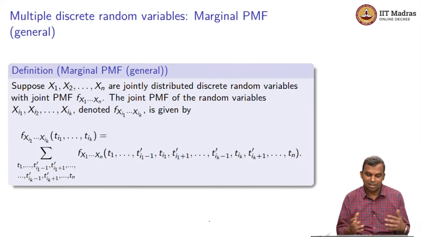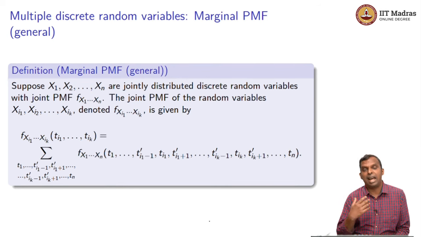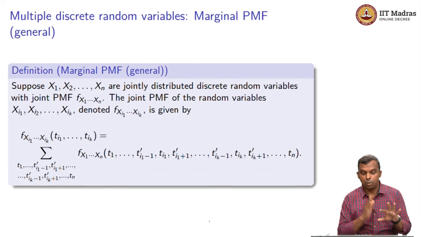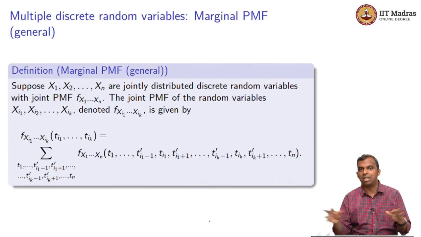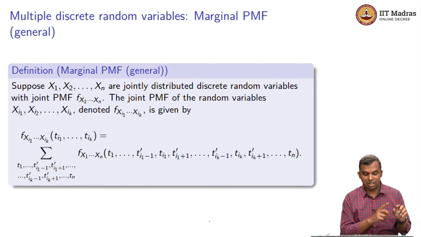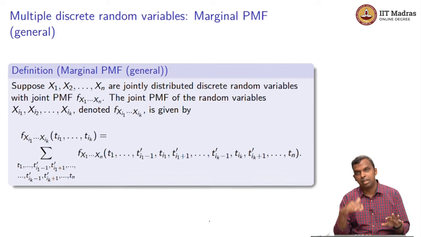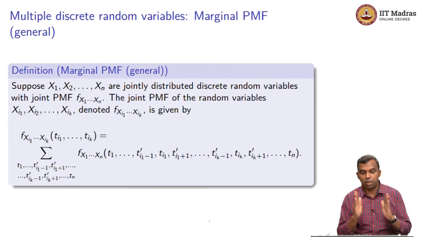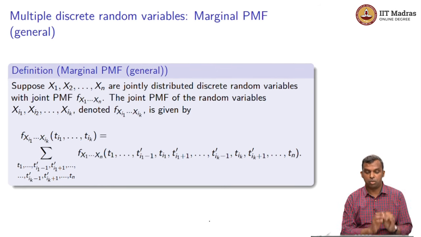So in general, here is a general formula. I don't want to beat around this formula. You read it and understand. So if you have n different random variables, you want to take any subset of the random variables, i1, i2, ik, and want to do marginalization, you simply sum over everything except for i1, i2. So you can see, start from 1, go till i1 minus 1, then jump to i1 plus 1. Go like that. Skip, keep only ti1 to tik, sum over everything else, you're done, right? So that's the way to go from joint PMF to marginal PMF in the general case, okay?